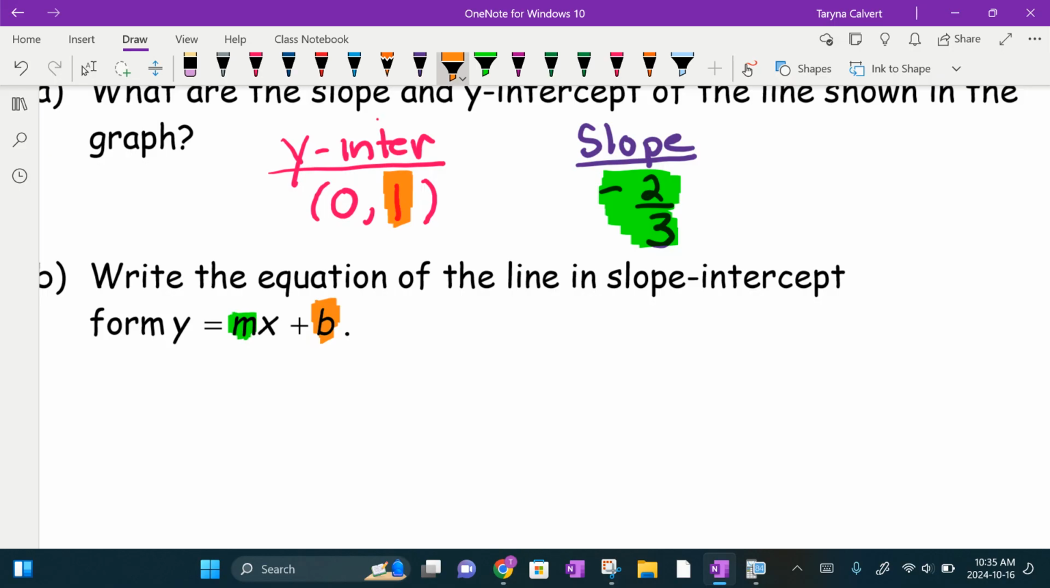All of you will get a formula sheet today. Some of you got it yesterday because you showed me your booklets, but all of you will get one. That is on your formula sheet if you forget. So y equals negative 2/3 x plus 1. Your equations will be written in terms of x and y.